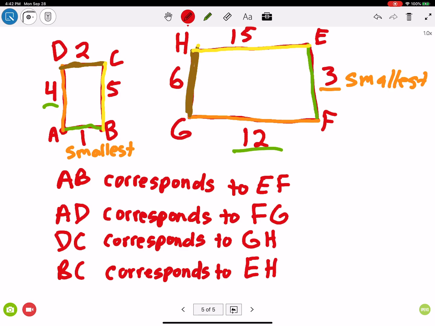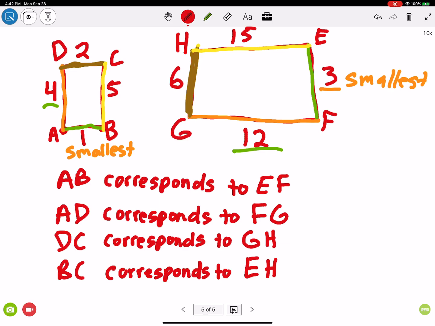They're the ones that match up and are proportional to each other. Smallest to smallest, biggest to biggest, and everything in between. Second smallest to second smallest, second biggest to second biggest. You're always comparing corresponding sides when you need to.